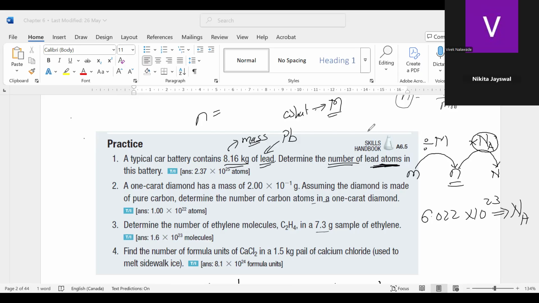I got 1 times 10 to the power of 22. Yeah. Do the third one. Okay.